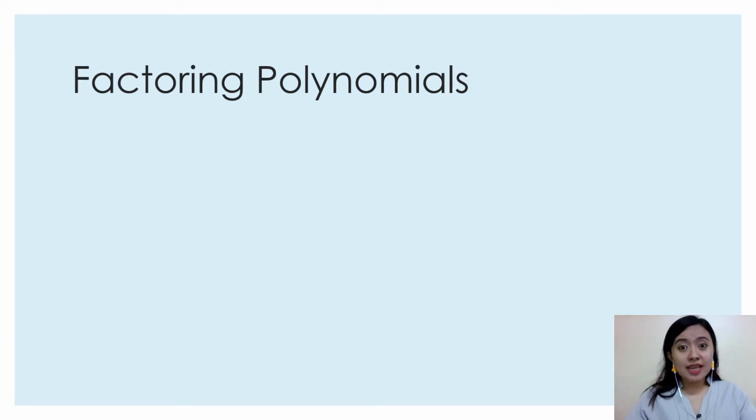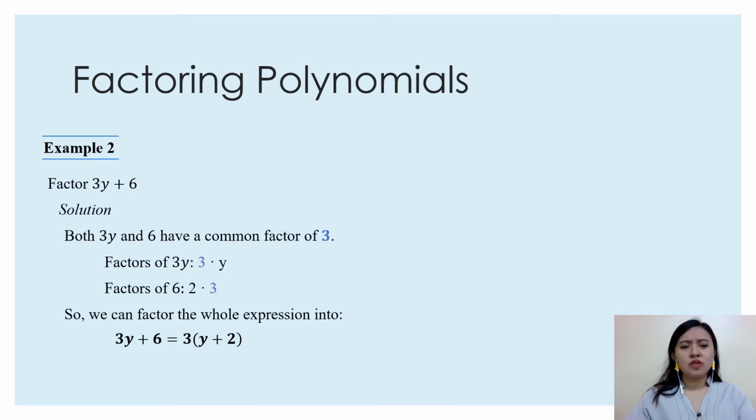Let's look at another example on how to factor expressions. So in this example, we have to factor 3y plus 6. To do that, we first need to get the factors of each term. So the factors of 3y are 3 times y. The factors of 6 are 2 times 3.